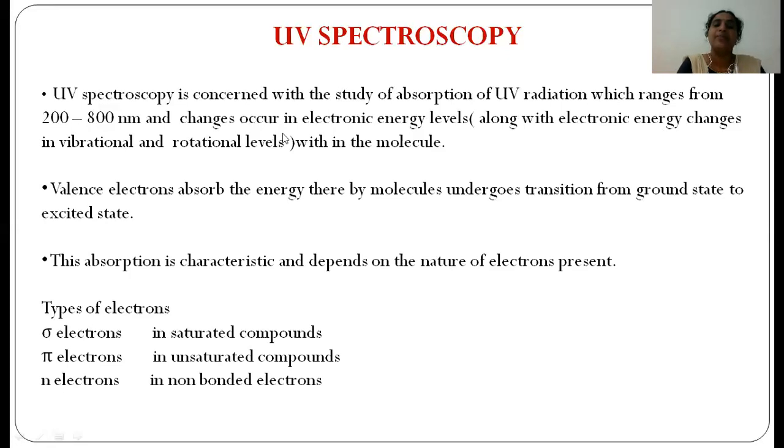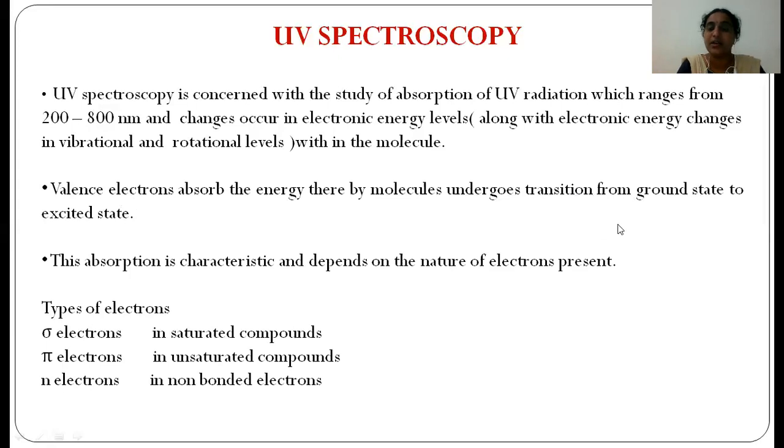So whenever UV visible light falls on the sample and the sample absorbs the light, electronic level changes will occur in the sample. Whenever electronic changes occur, changes also occur in vibrational and rotational energy levels. Hence, UV spectroscopy is also called electronic, vibrational and rotational spectroscopy. Whenever the sample is absorbing the light, valence electrons absorb the energy of the light. Then transitions occur from the ground state to the excited state.